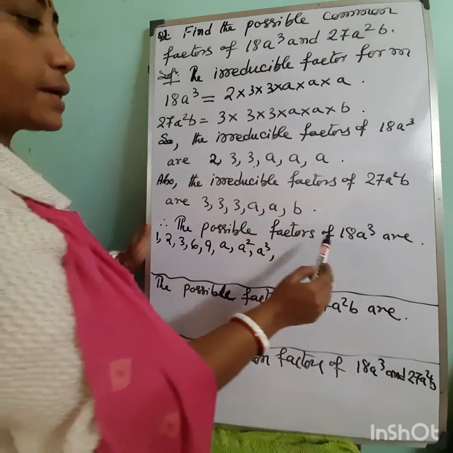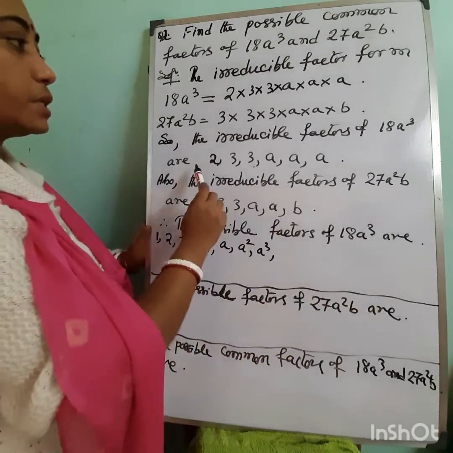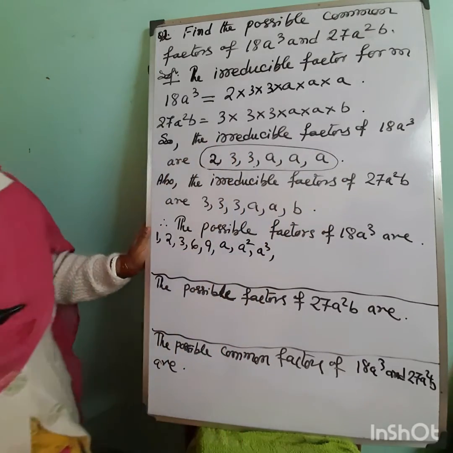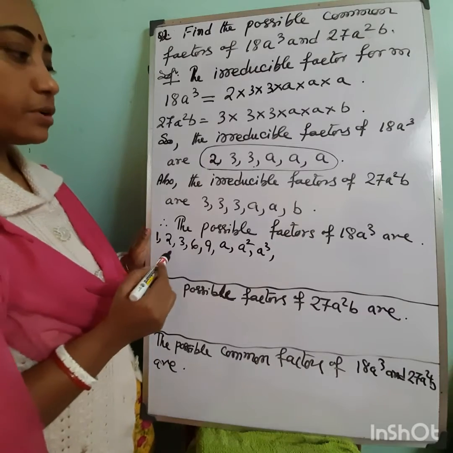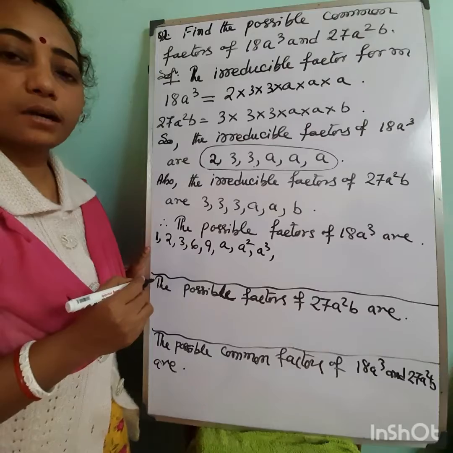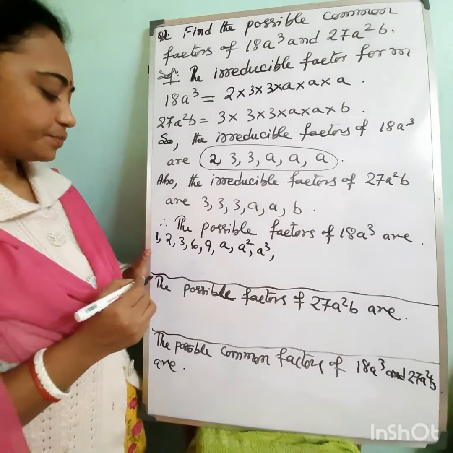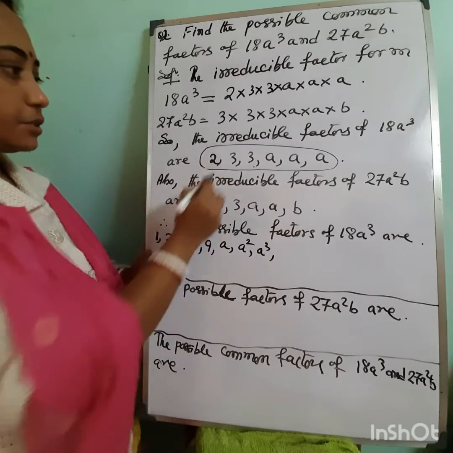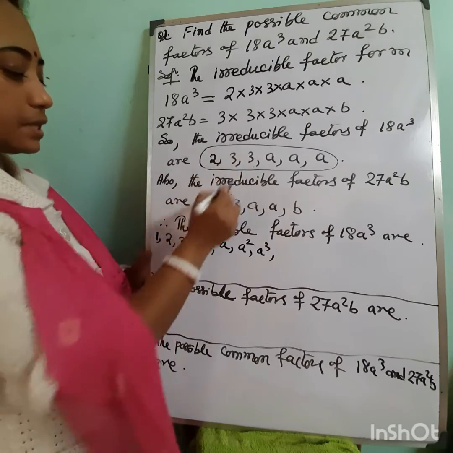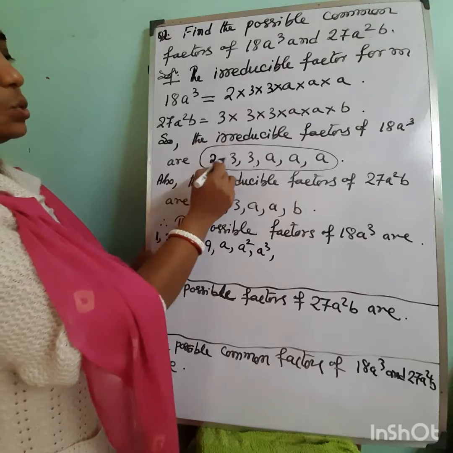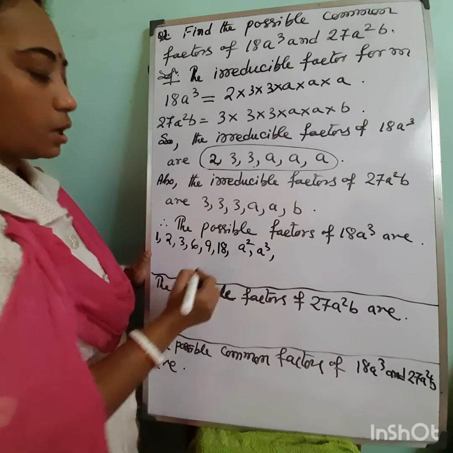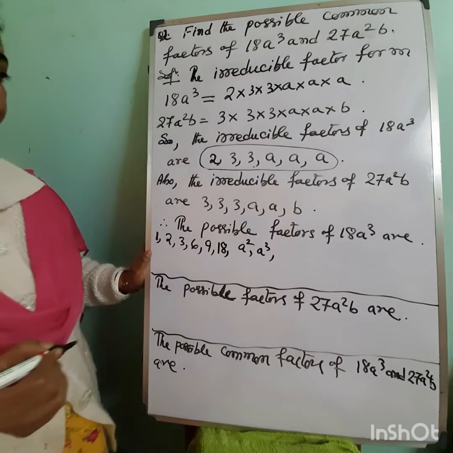From these factors we will write all the possible factors of 18a cube. First we will write the numerical factors. First we write 1, because 1 is a common factor of every term. Next 2 is there, then 3. Now we will multiply them. 2 3s are 6, then 3 3s are 9. After that 2 9s are 18. So here we write 18. 18 is also a factor of 18a cube.